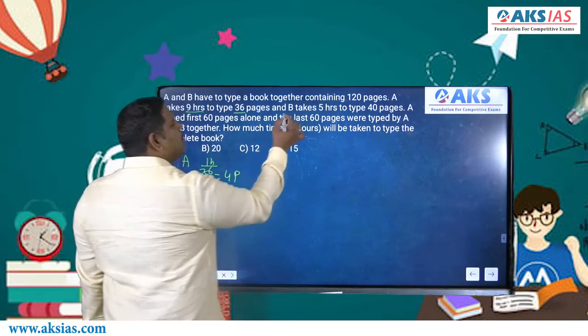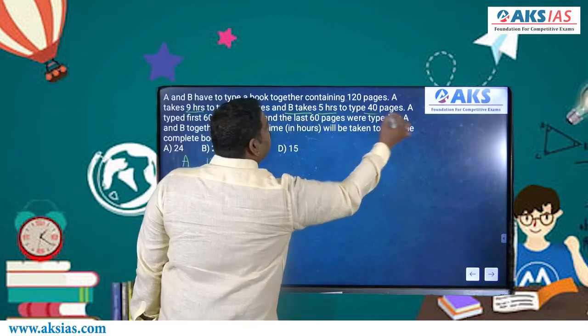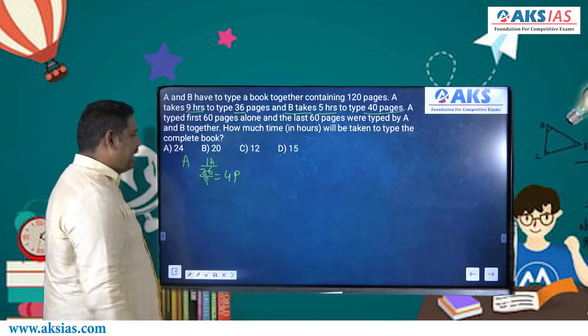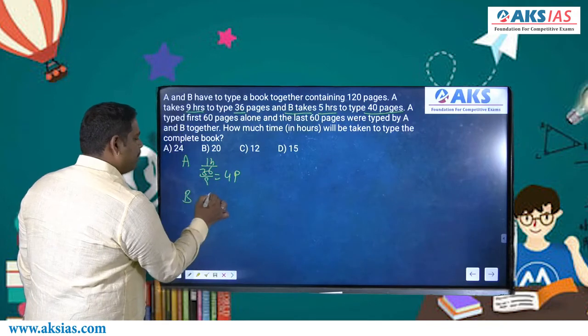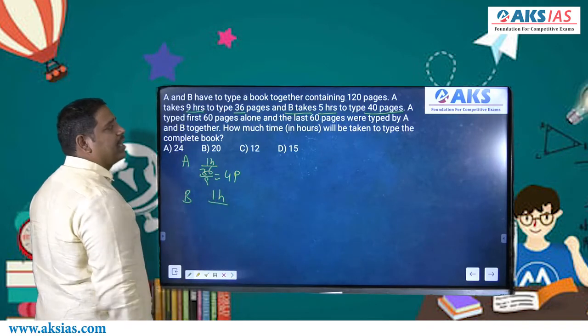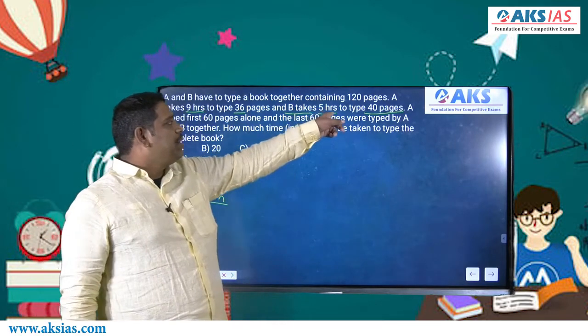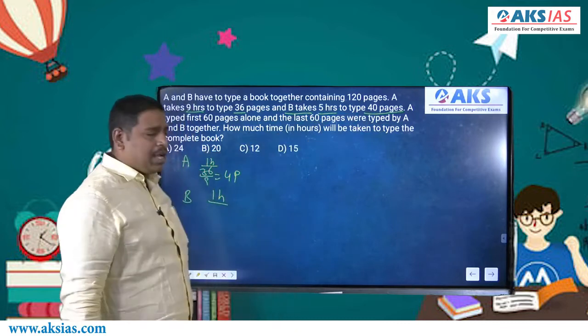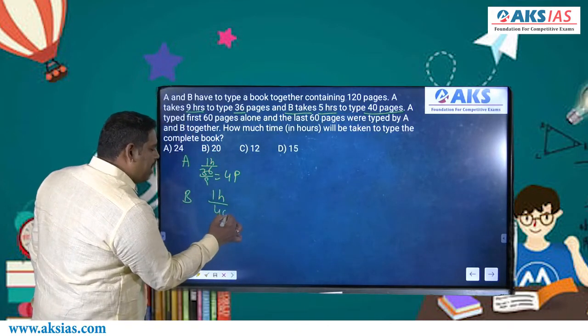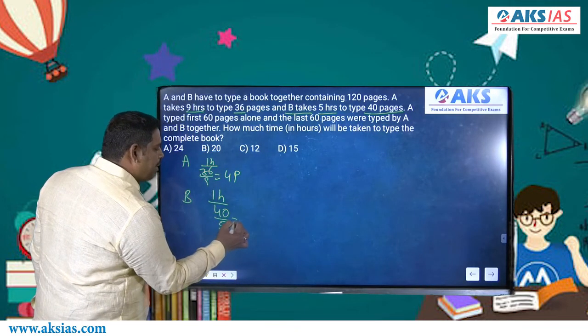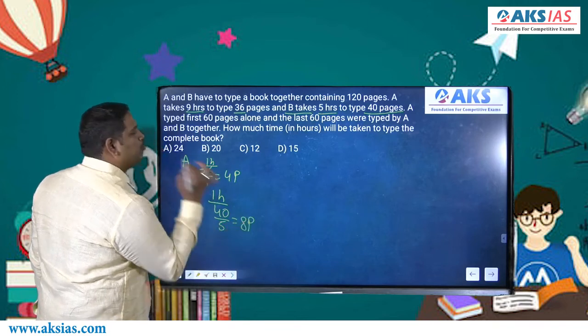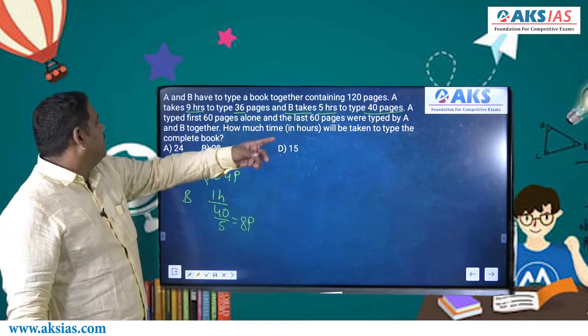Let's go for B. B takes 5 hours to type 40 pages. I'm writing about B. In 1 hour, how much will he do? I am calculating. 5 hours to type 40 pages means in 1 hour, 40 by 5. That means how many pages can he type? 8 pages. Next one.